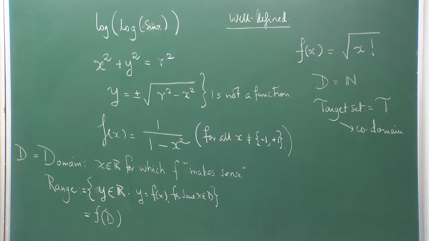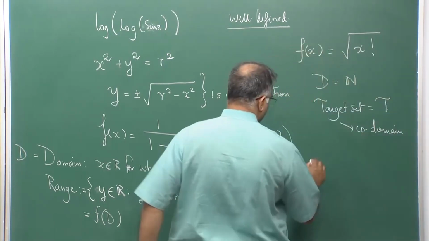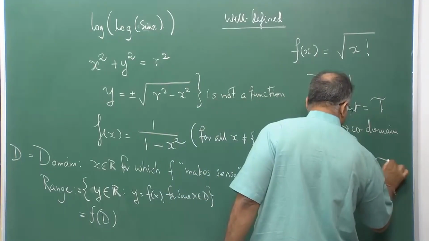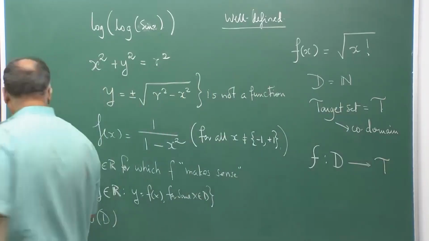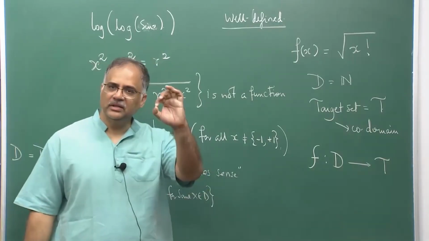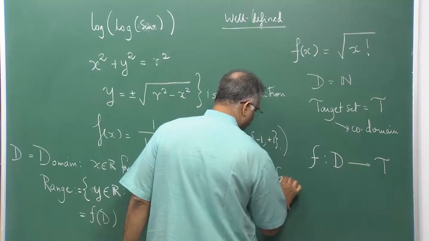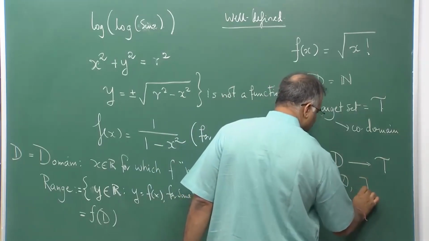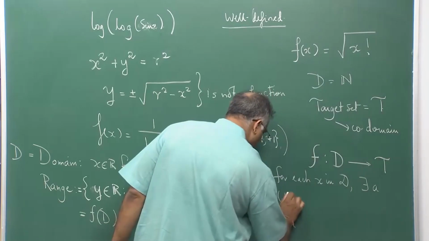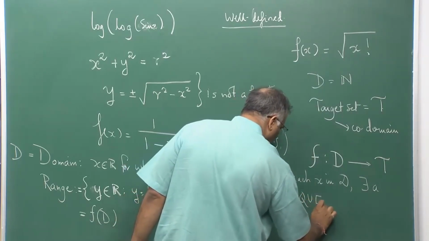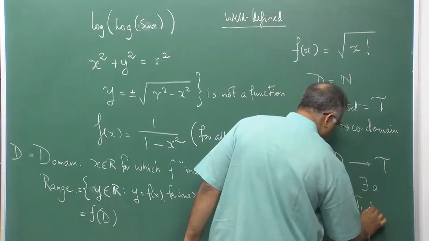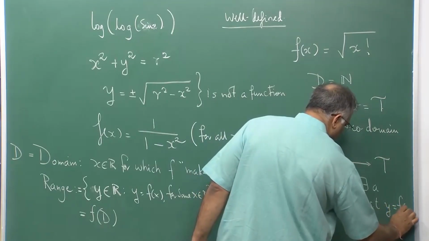The interesting feature here is the following: in general when you define a function, you can define a function from a subset D of R to another subset T, and the central idea is that for each x in D there exists a UNIQUE y in T such that y is f(x).